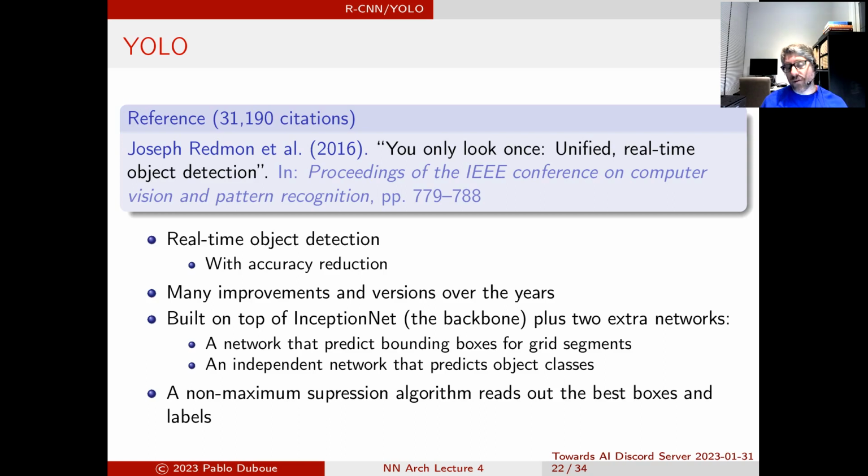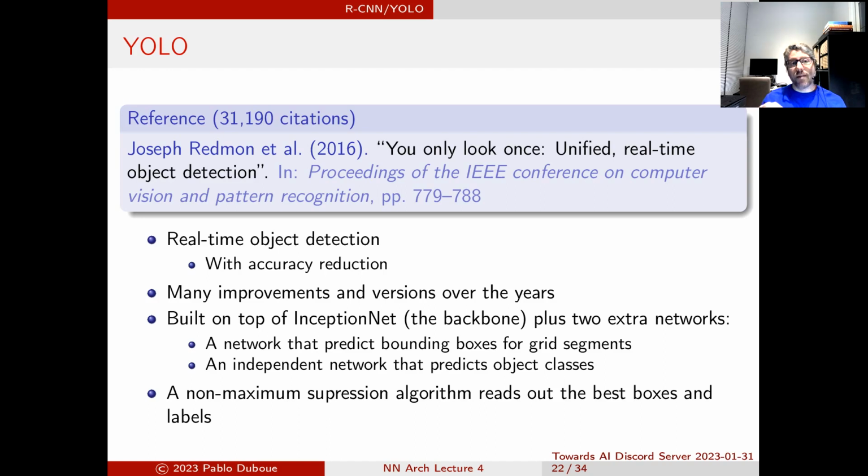That one was built on top of the Inception net, and on top of that, it adds two extra networks: a network that predicts bounding boxes for grid segments, and an independent network that predicts object classes. So these two networks are separate. They are basically doing multitask learning that we saw in the second lecture. The way the losses are integrated, the paper itself acknowledges, is not a good way. They're summing up the losses. I believe better versions are proposed and used in other incarnations of YOLO.